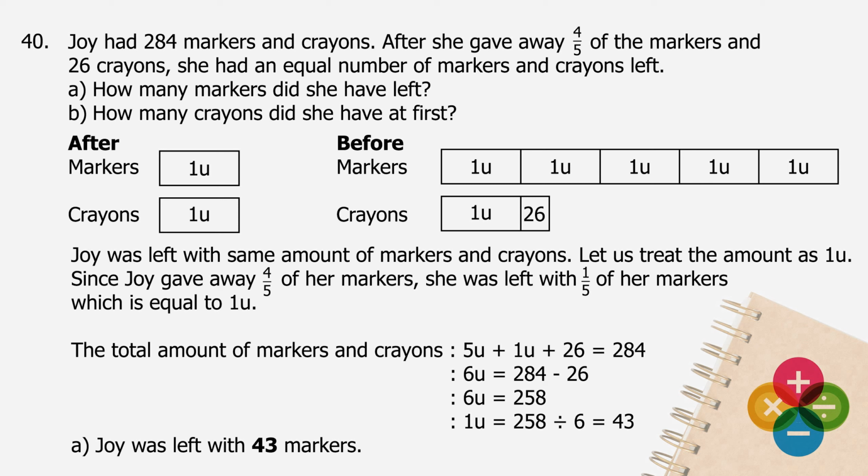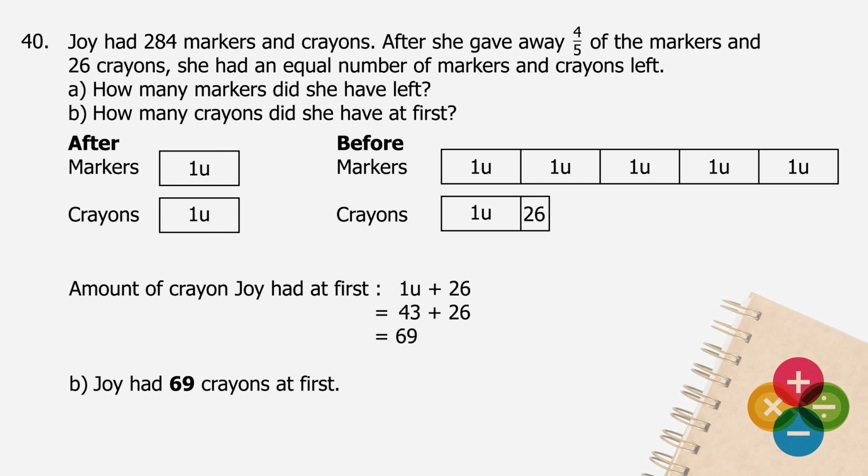6 units, plus 26 is equal to 284. 6 units will be equal to 258. Therefore, 1 unit will be, divide 258 by 6, and the quotient is 43. A. Joy was left with 43 markers.